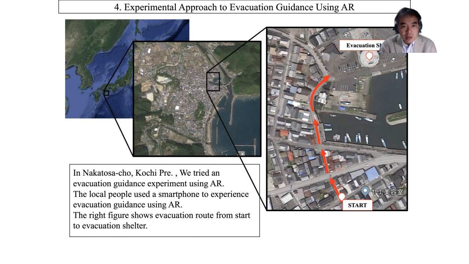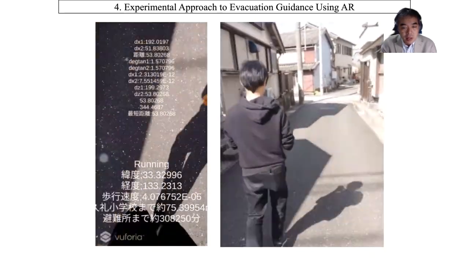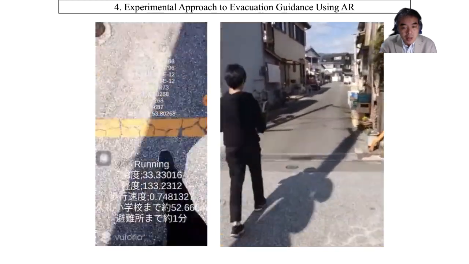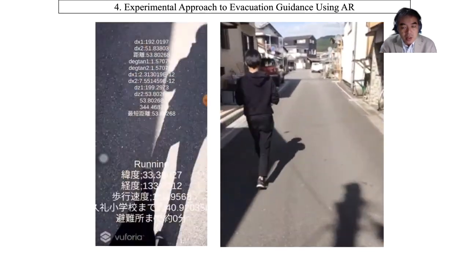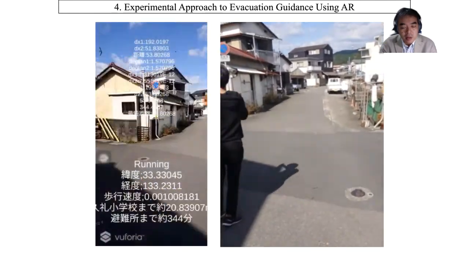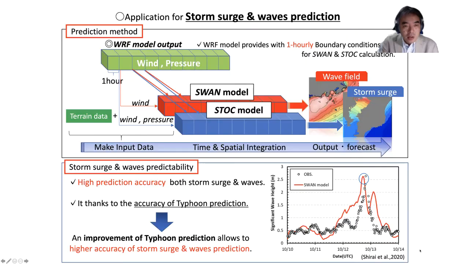And we applied it to the local area, and the red line is the evacuation route. This video shows how to support the evacuation route by using the AR device, and he can recognize which direction is better by showing the evacuation route on the AR device.